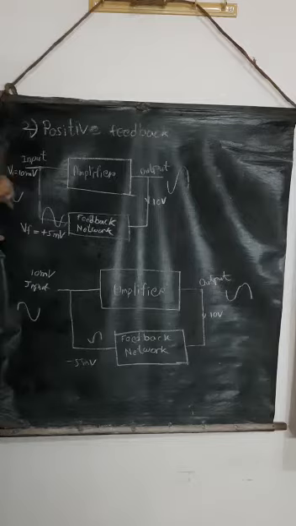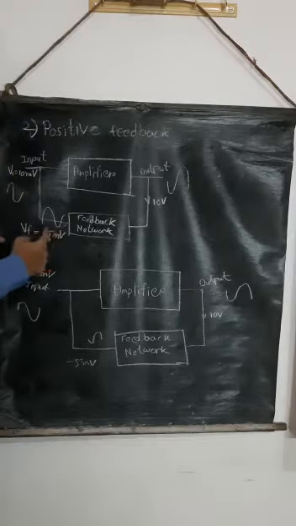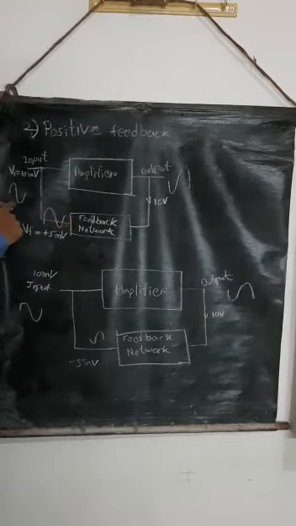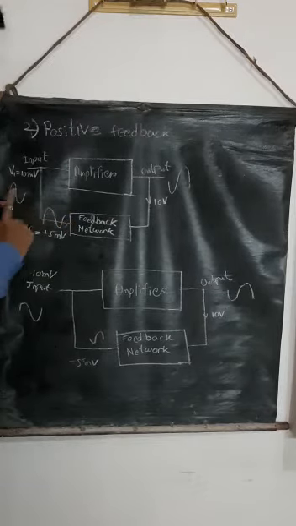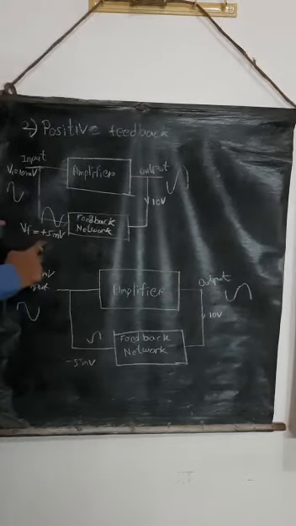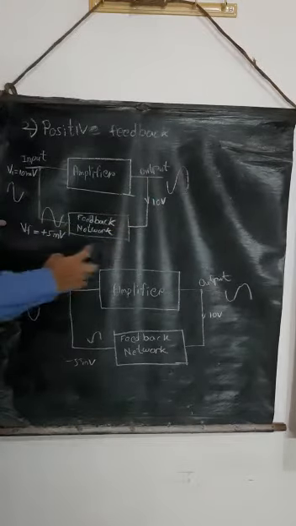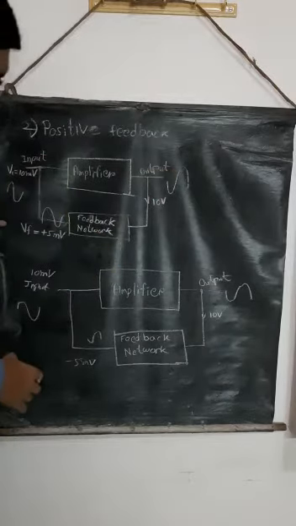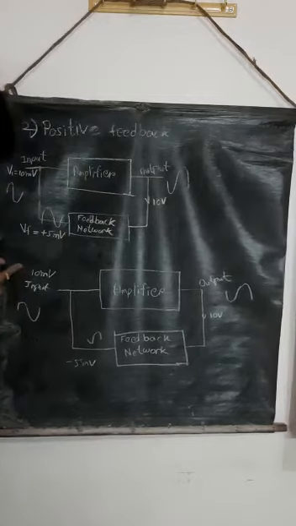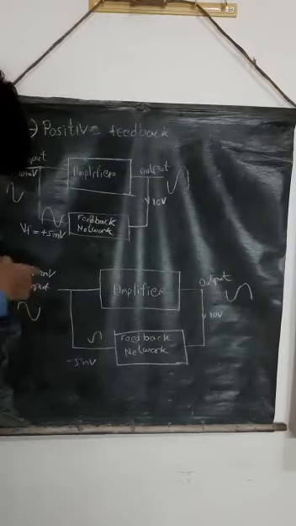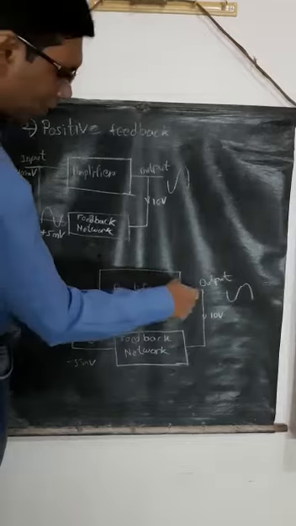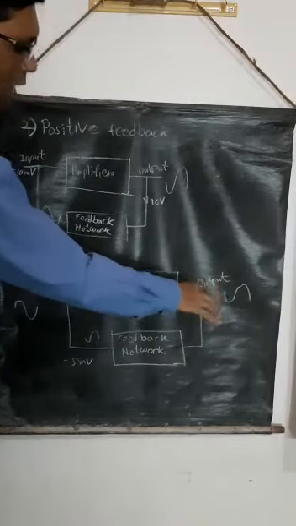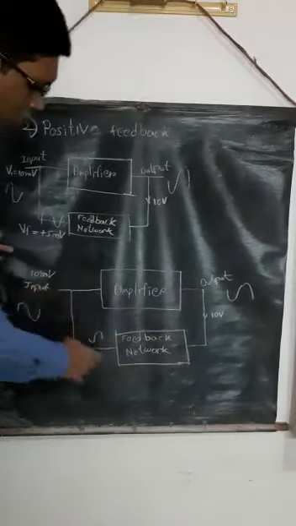See here, the input wave is this, and the feedback signal we are providing is the same. It is the same signal, not a 180 degree signal. VF is plus 5 millivolt. Here the input is 10 millivolt, and the input wave given is a sine wave. This sine wave will be amplified in the amplifier, then it is taken at the output, the output is 10 volt. Then part of the output is given to the input through the feedback network.